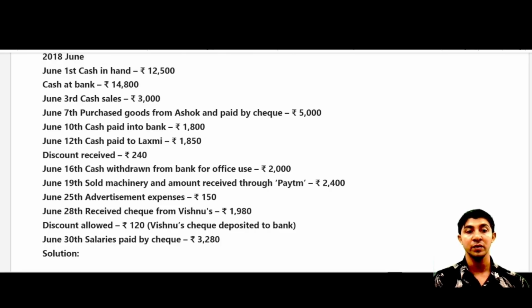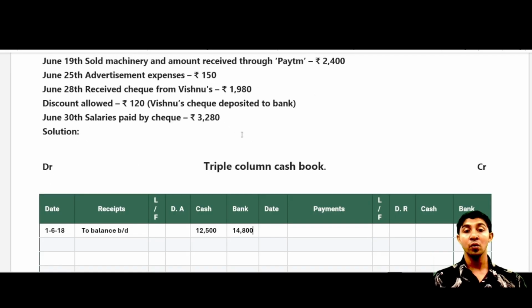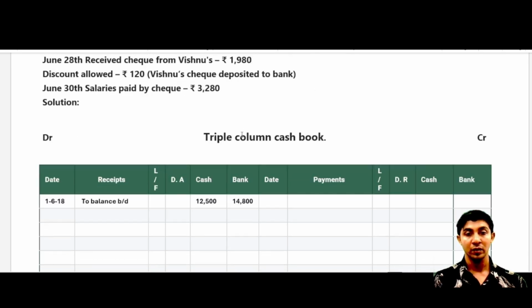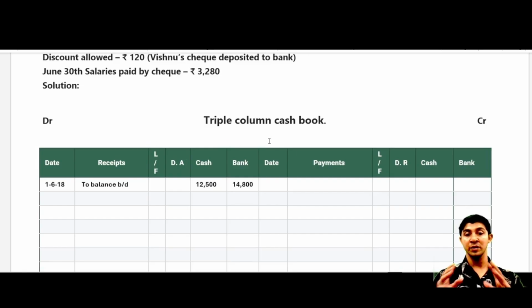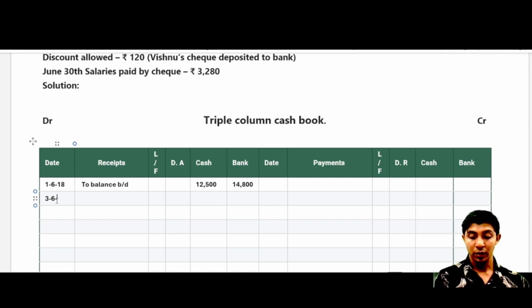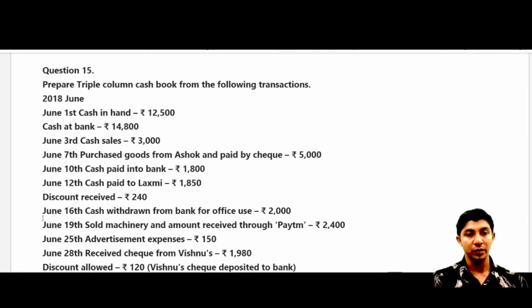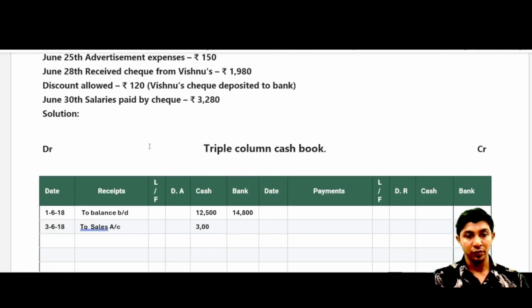Now let us see the first transaction, that is on 3rd June. Cash sales rupees 3,000. This means we have sold goods for cash. Money came into the business, so whenever money comes into the business, we'll move our hand towards the debit side, that is the receipt side, and here we'll write the date 3rd June 2018. In the receipt side we need to write what we have done. We sold goods, so we need to write sales account. The amount is rupees 3,000.